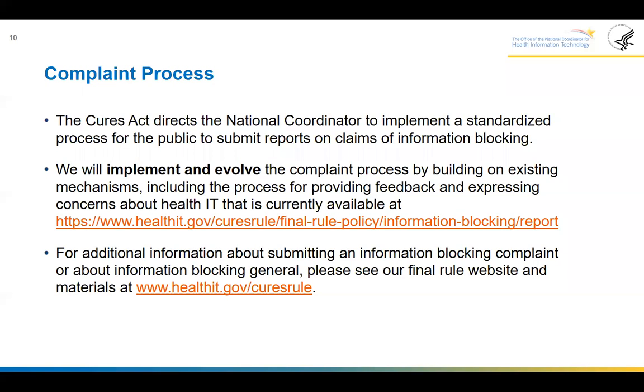And this page on our website is dedicated to reporting information blocking. If the information provided falls within the scope of information blocking within the rule, we'll share it with the appropriate HHS agencies, including the Office of the Inspector General. All right, next slide, please.